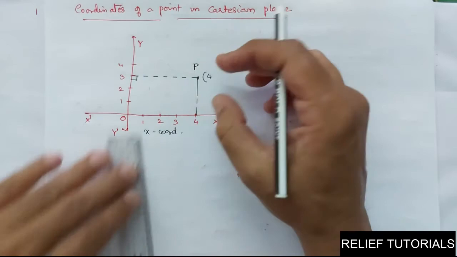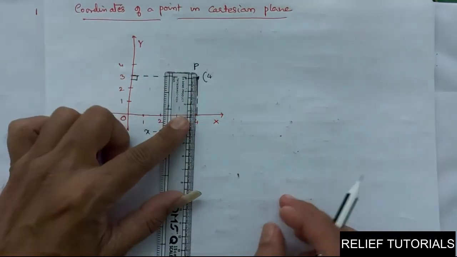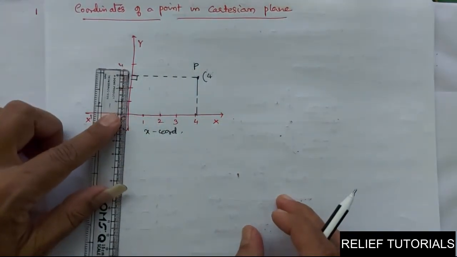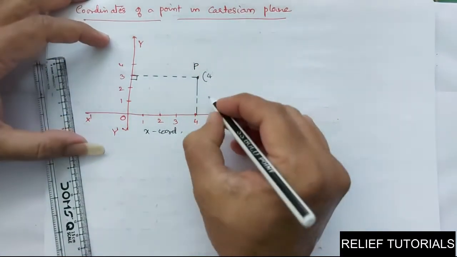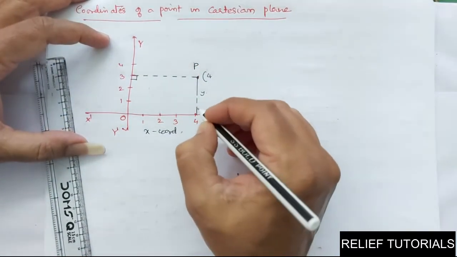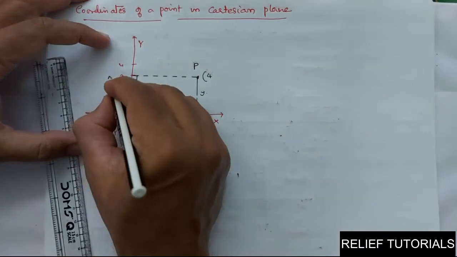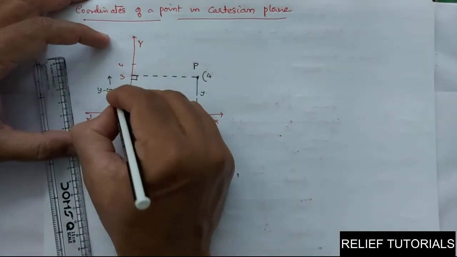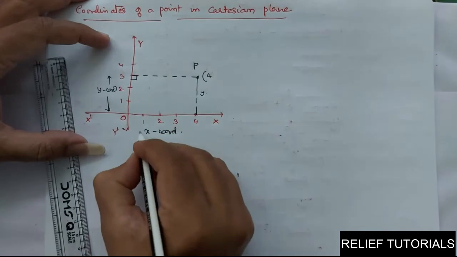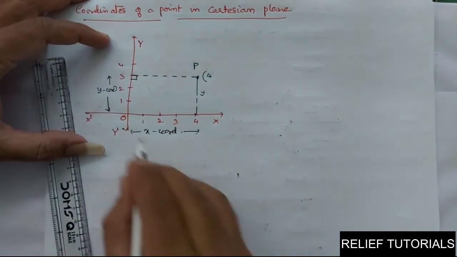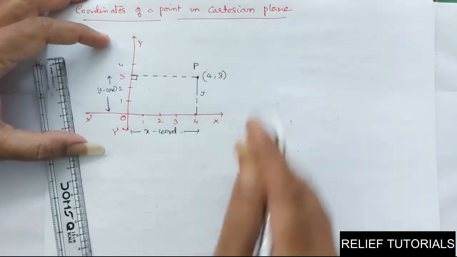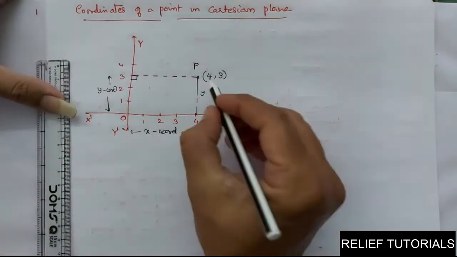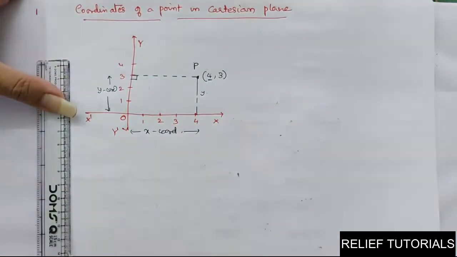How much is it? This distance is equal to this distance, both are equal. So it is 3. So this is called the y coordinate. So this distance is called the y coordinate, and this distance is called the x coordinate. So this is 4 and this is 3. So in short, what are these coordinates? What is 4?